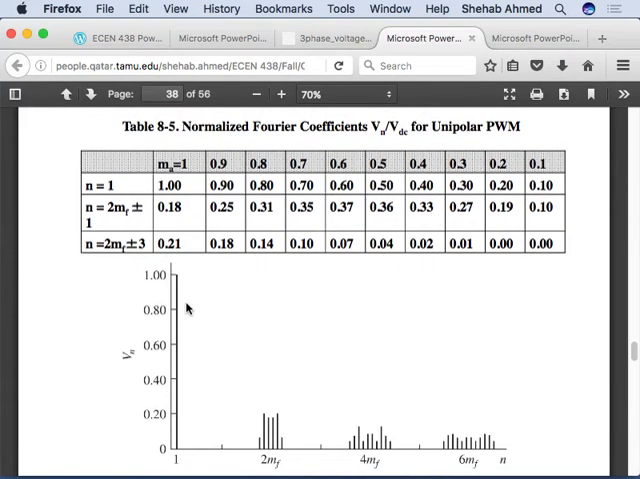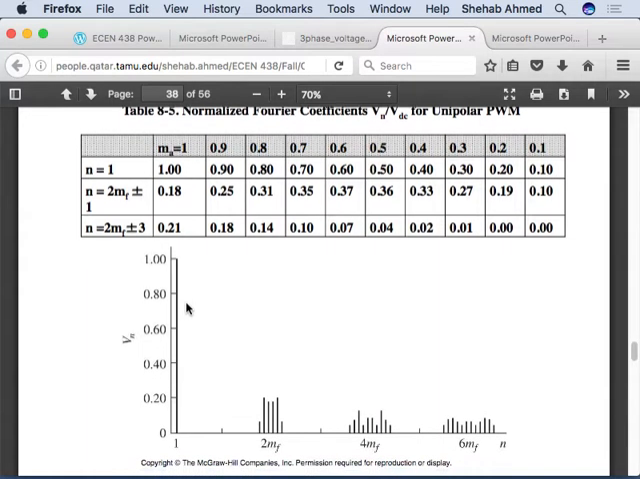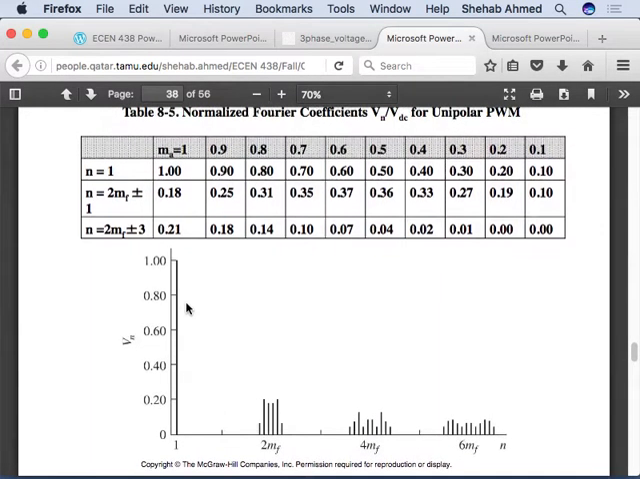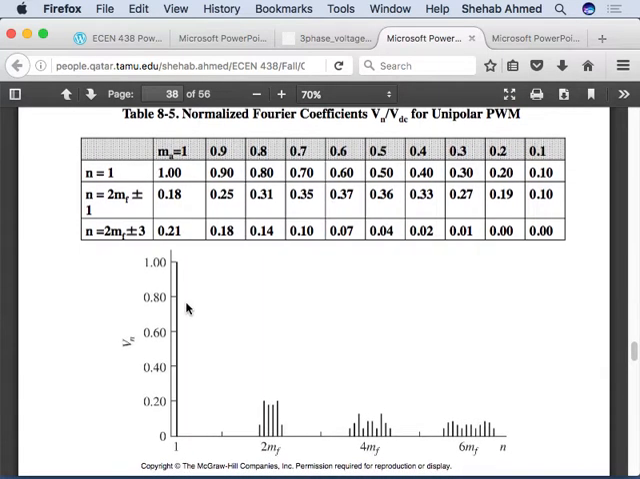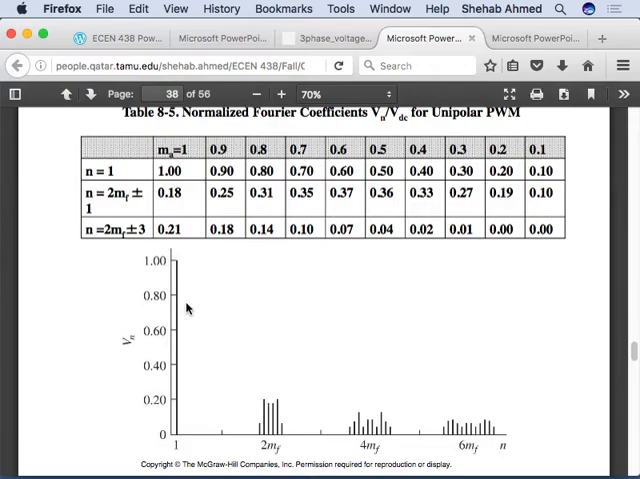Okay, so everybody's okay with this table? You see where it comes from? So you can calculate total harmonic distortion, for example, in voltage for bipolar and unipolar PWM for, let's say, a certain number of harmonics.